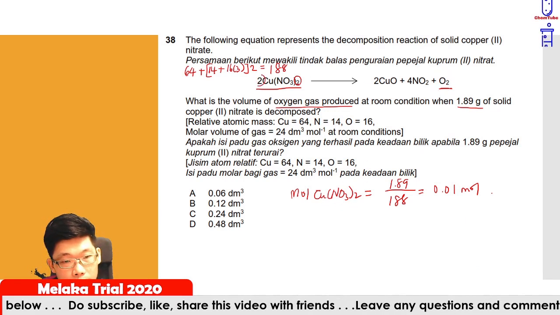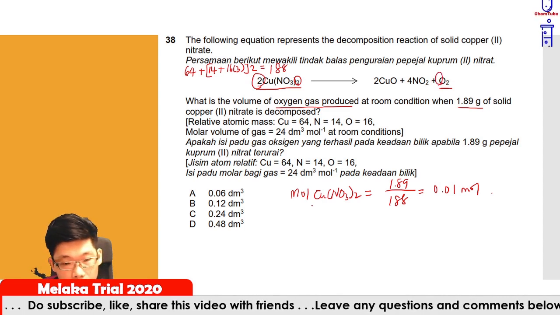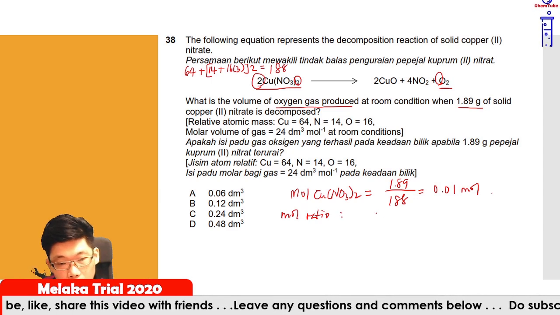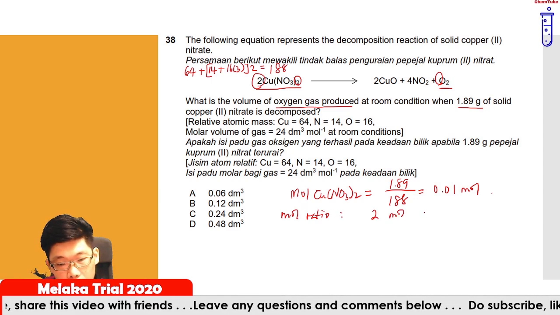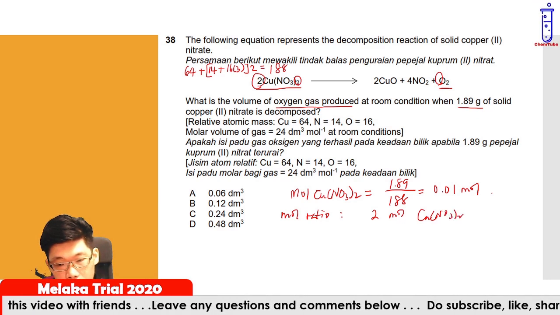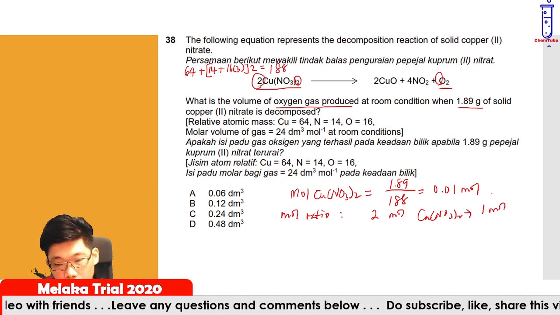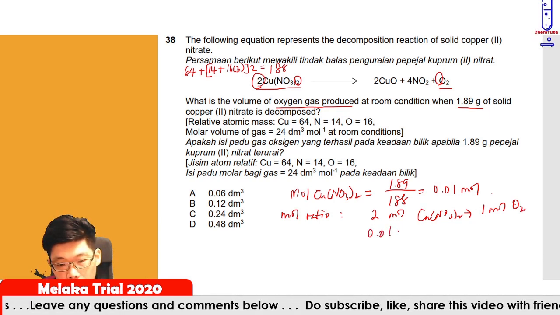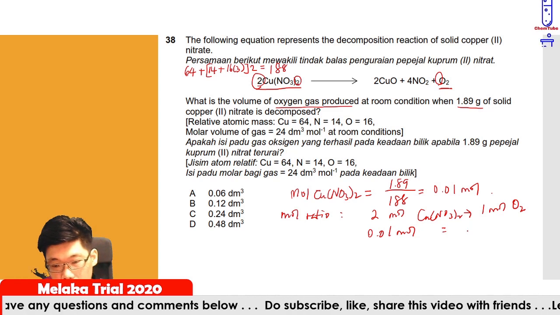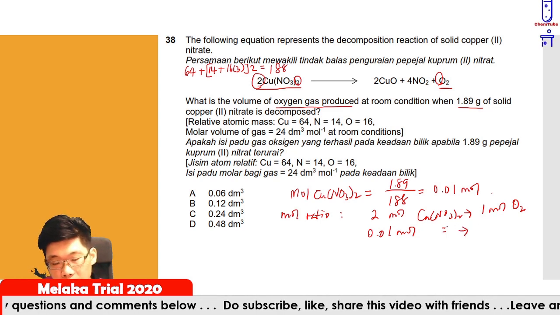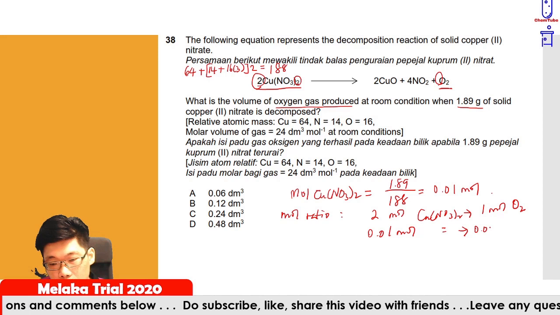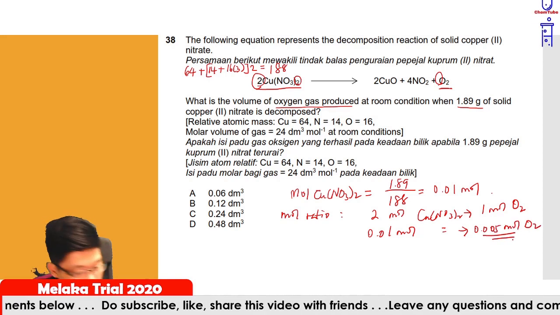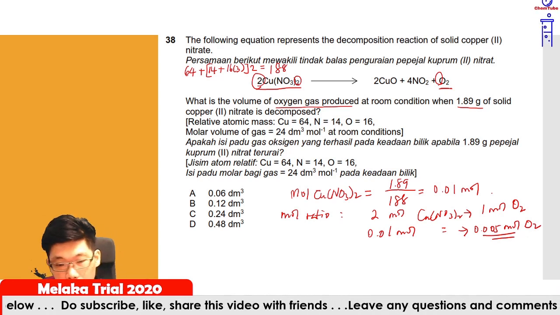So the ratio now is 2 to 1. Okay, so the mole ratio, 2 mole of copper(II) nitrate produce 1 mole of oxygen. So if here is 0.01 mole of copper(II) nitrate, it produces 2 to 1 means half, no? So it means 0.005 mole of oxygen.